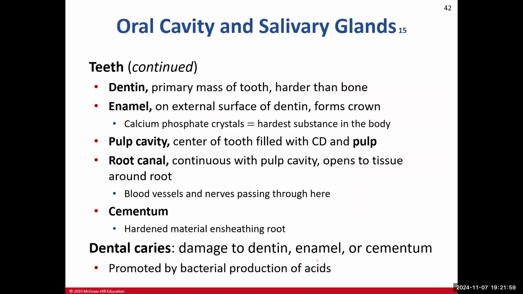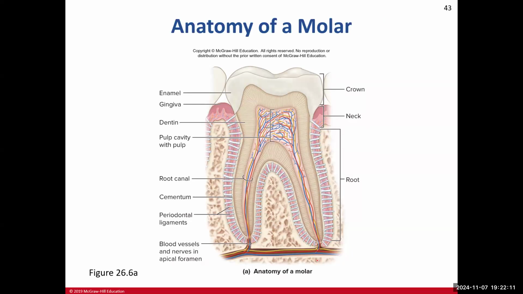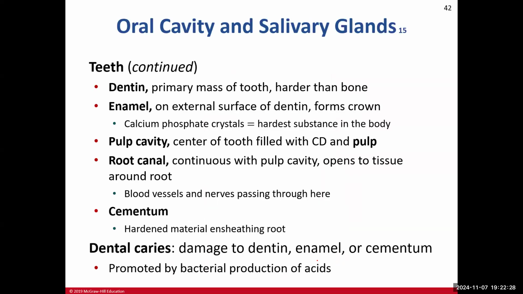All right, so let's talk about what covers the teeth, the different parts of the teeth. You've got dentin, enamel, pulp cavity, root canal, and then the cementum there. The dentin makes up most of the mass of the tooth, that brown part. And then on the crown region, the white part that's external to the dentin, that's the enamel. Enamel is the hardest substance in the body. I don't know if you knew that. Both dentin and enamel are harder than bone.